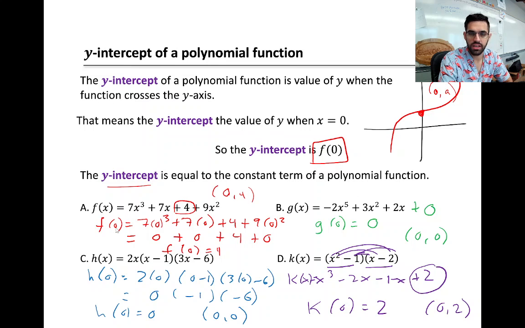If we try to connect that with f of 0, when I plug in 0 for all the x's, all the terms with an x in it are going to be multiplied by 0 and wash out. The only term not being multiplied by 0 is the constant term. That's why the constant term is the y-intercept, when we think about it from function notation at least.